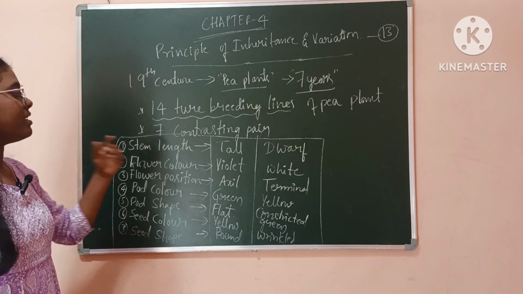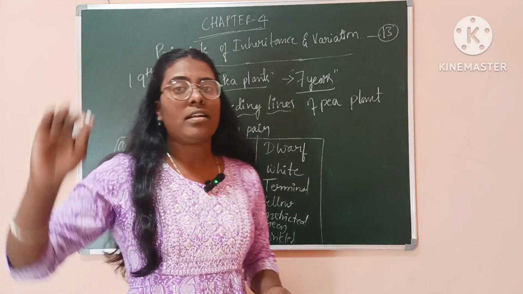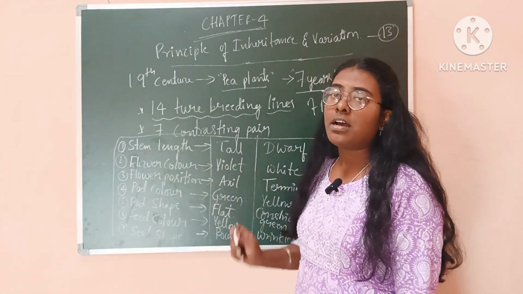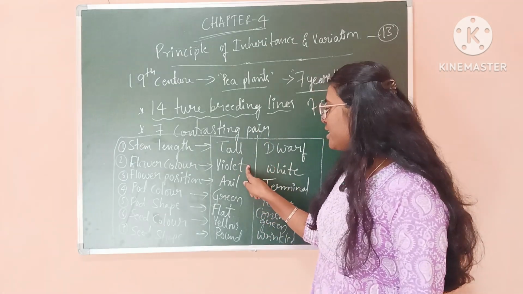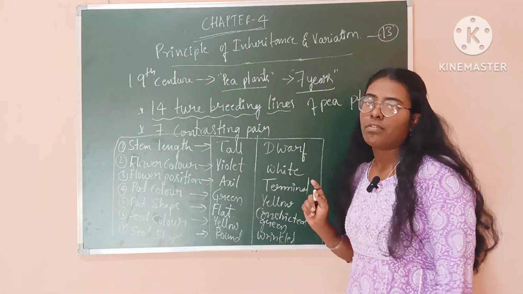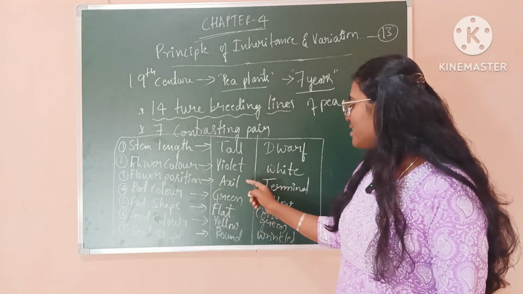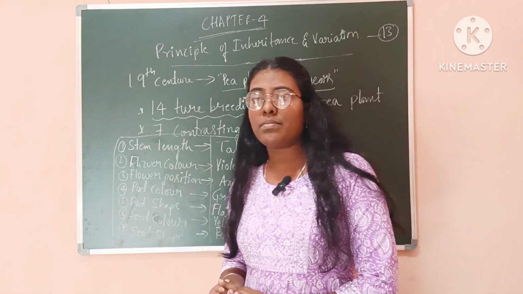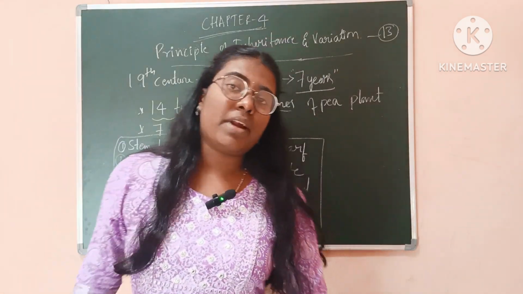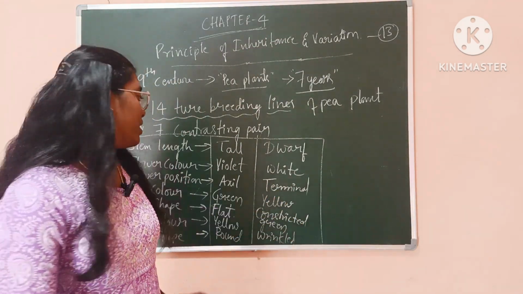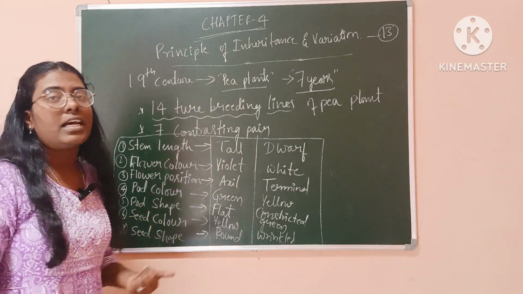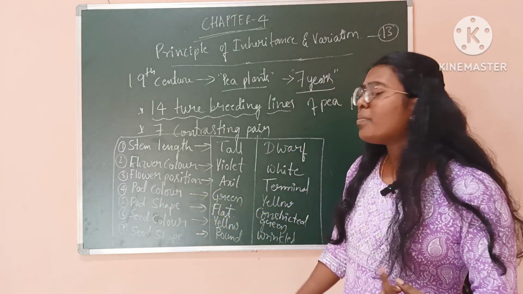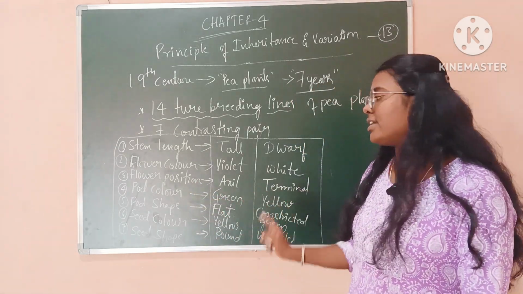For stem length, the two contrasting characters are tall and dwarf. Dwarf means short. Next, flower color: violet, contrasting with white. Flower position: axial and terminal. Axial means very near to the stem, and terminal means at the tip of the branches. Coming to pod color, again we have two contrasting characters. The dominant character is green and the recessive character is yellow.